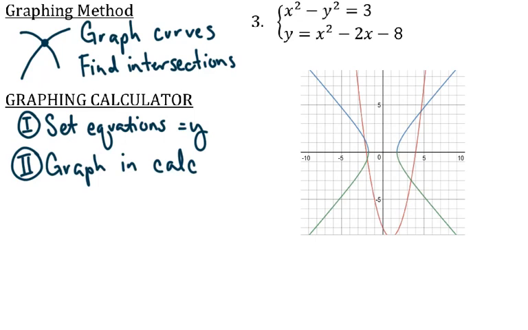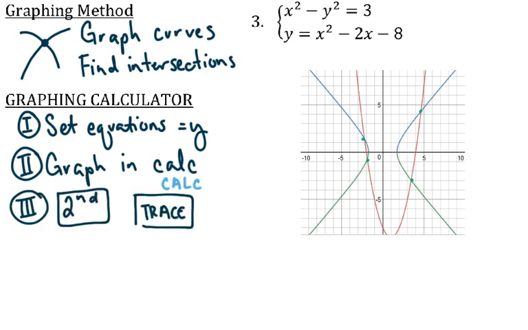Now, for most of you to find these intersection points, you'll notice that there's 1, 2, 3, and 4 here. There you go. To find the intersection points, what most of you are going to do is go to second trace, just like finding a minimum or maximum. And then you're going to want to find intersect.